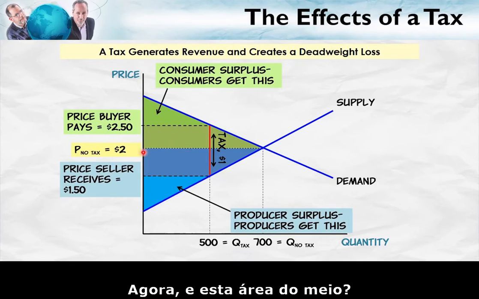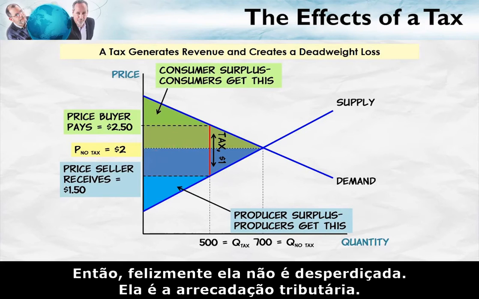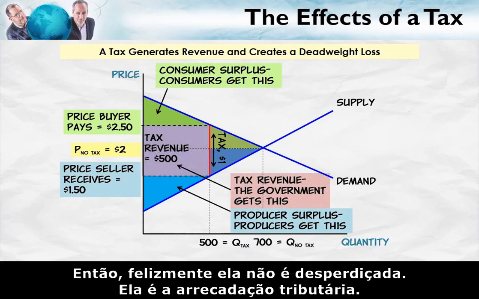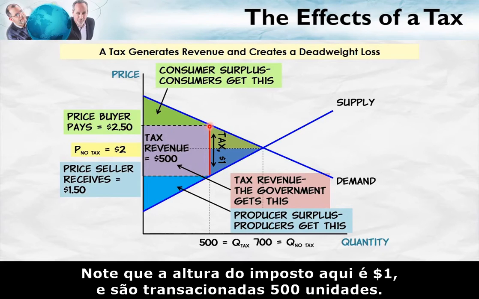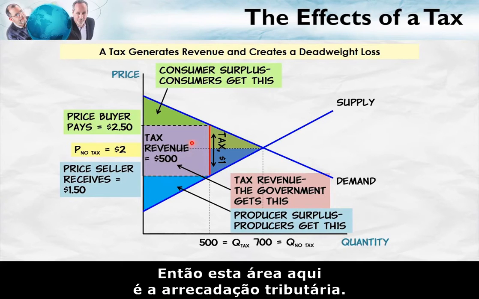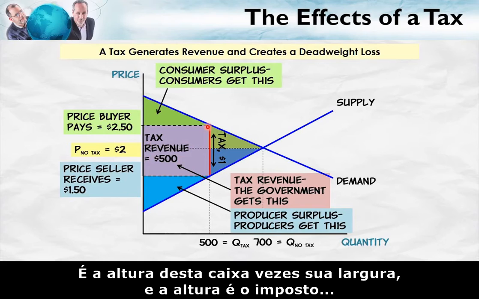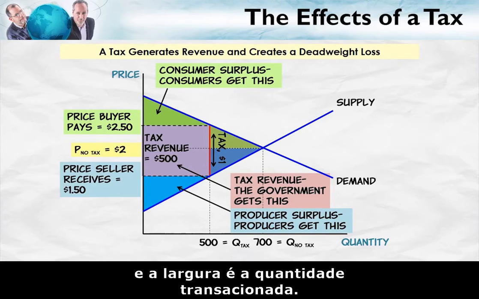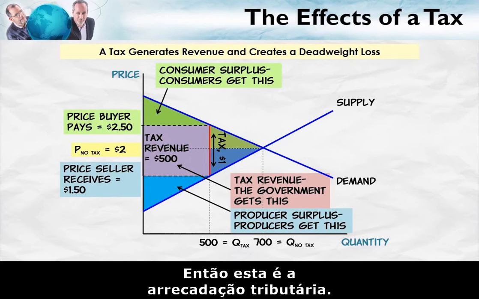Now, what about this area in the middle? Well, fortunately, that's not wasted. That, in fact, is tax revenues. So notice that the height of the tax here is $1, and there are 500 units exchanged. So the government gets $1 for each of those 500 units. So this tax revenue is the area. It's the height of this box times the width. The height is the tax. The width is the quantity exchanged. So this is tax revenue.